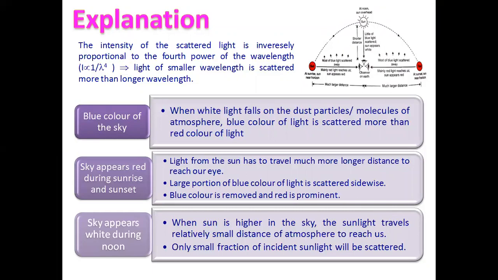On the other hand, light from the sun has to travel a much longer distance to reach our eye at sunrise and sunset. A large portion of the blue light is scattered sidewise, blue is removed and red becomes prominent. So the sky appears red during sunrise and sunset. Lastly, when the sun is higher in the sky, sunlight travels a relatively small distance through the atmosphere to reach us. Only a small fraction of incident sunlight is scattered, and that's why the sky appears white during noon.